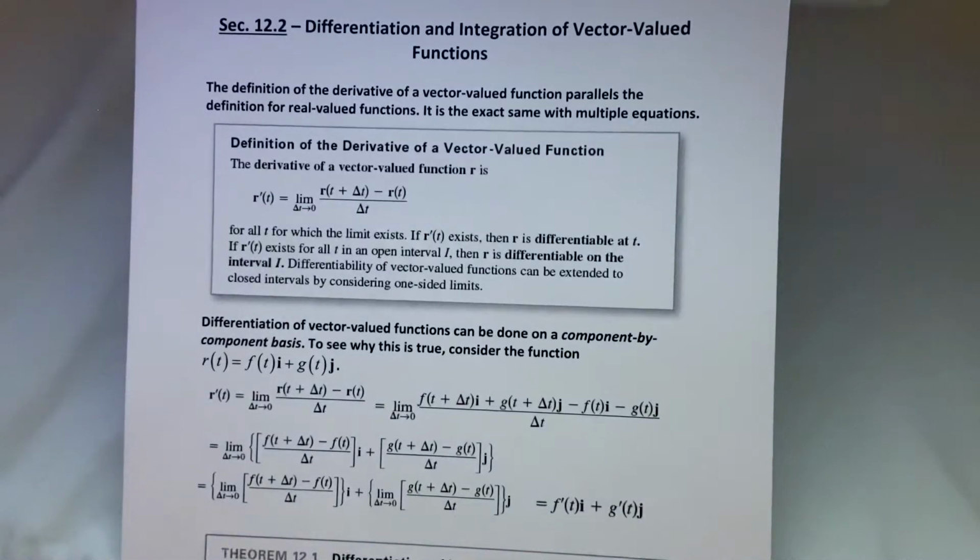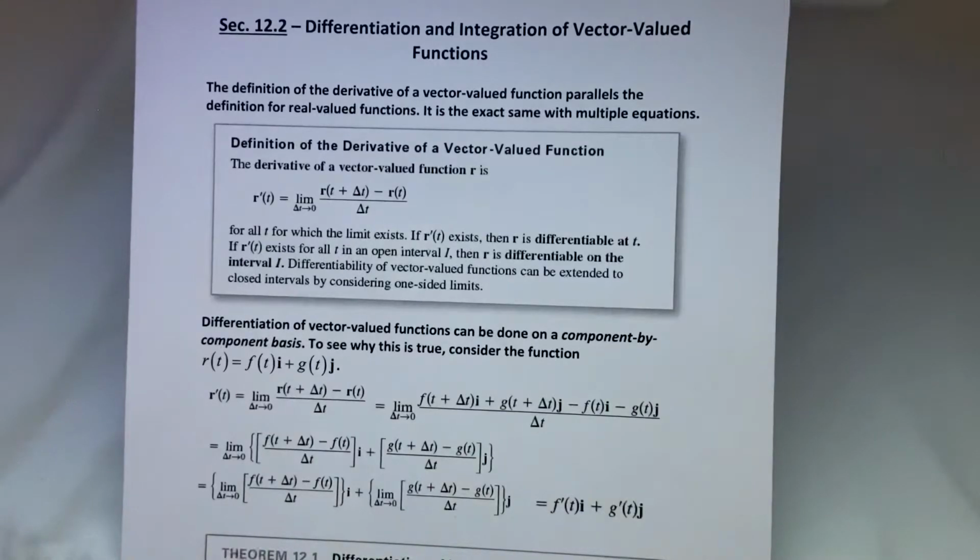Okay, calculus, 12.2. If we can do the limit, you know what else we can do. Calculus always leads this way. The derivative of a vector valued function is almost exactly like the derivative of a regular function: the limit of r of t plus delta t minus r of t over delta t, which should look exactly like f of x plus h minus f of x over h. Now, if the derivative of the vector valued function exists, then it's differentiable at t.